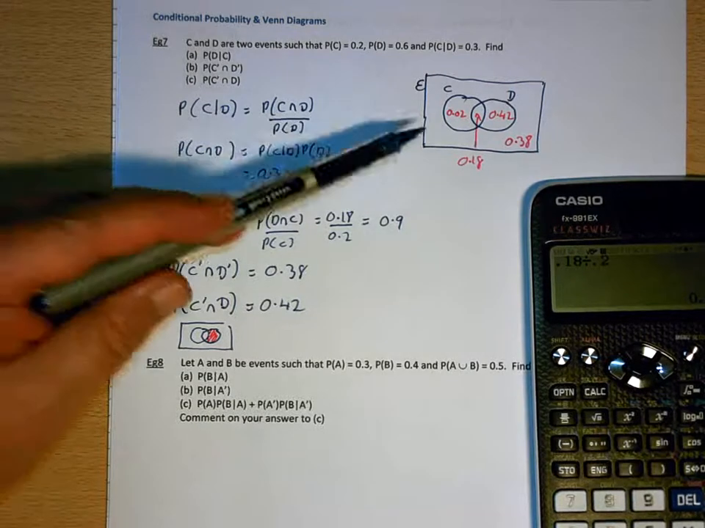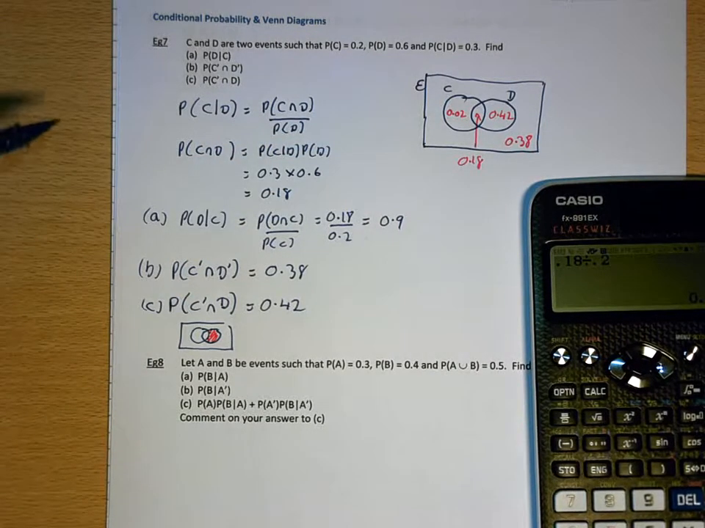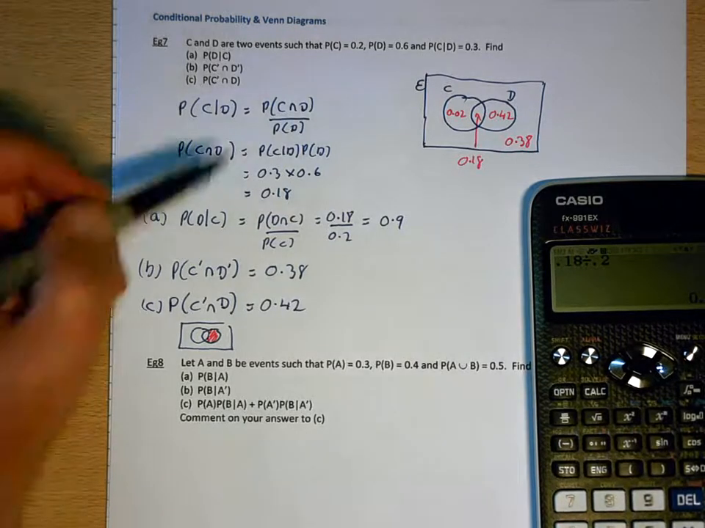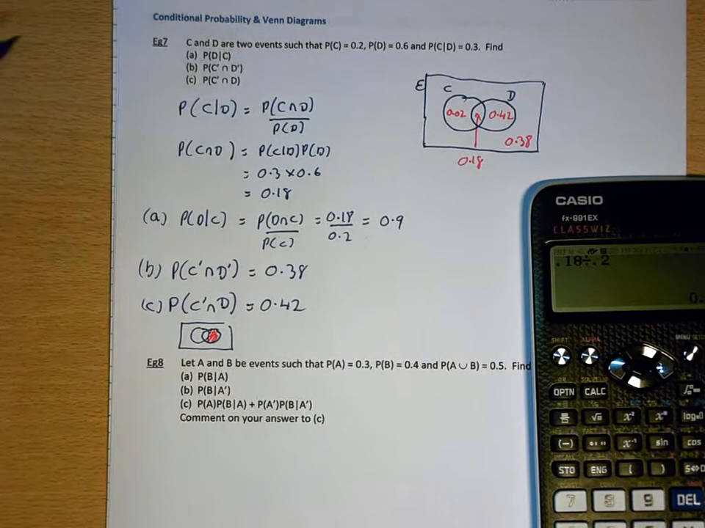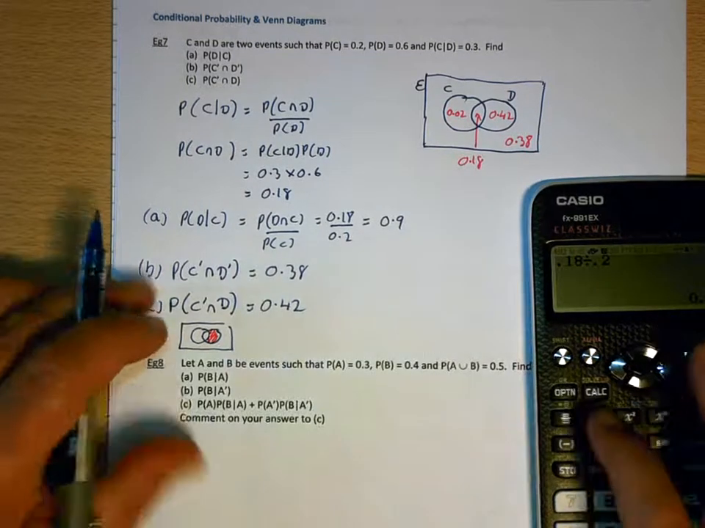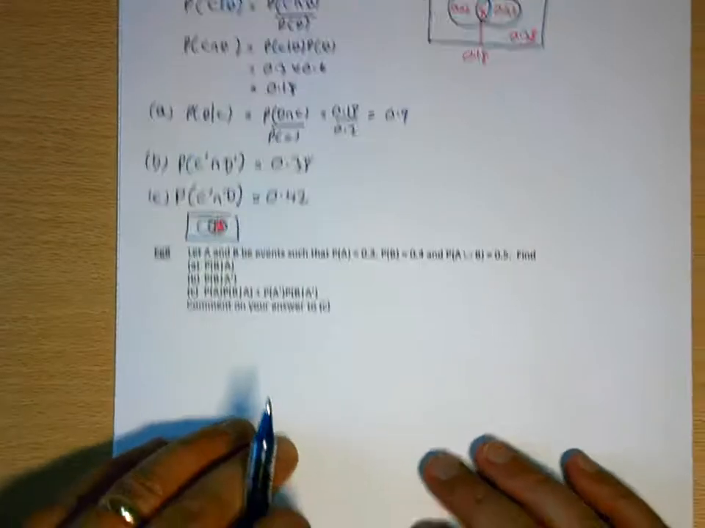So long as we are comfortable with the aspects of a Venn diagram, and we can use our conditional probability rule to work out intersections, this is quite a straightforward thing to work with.